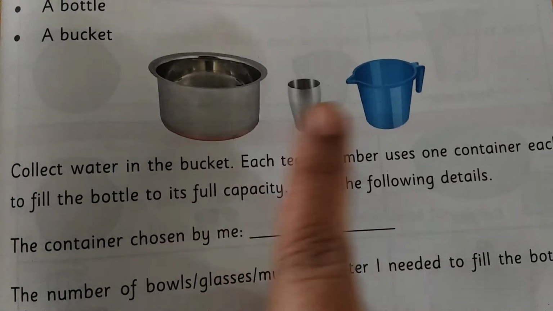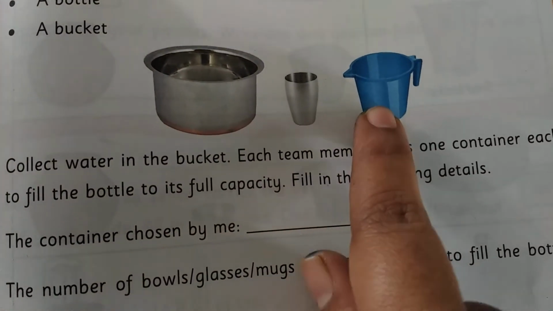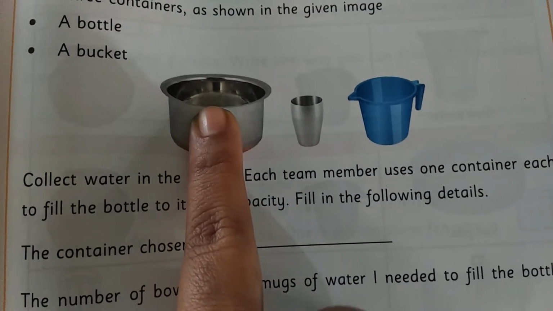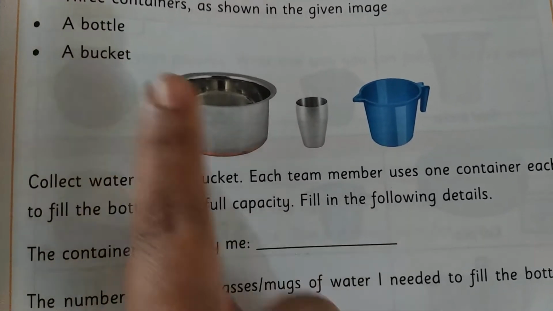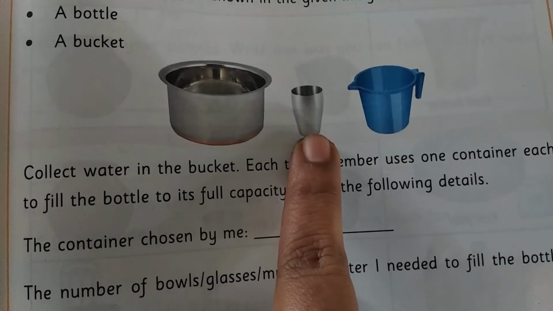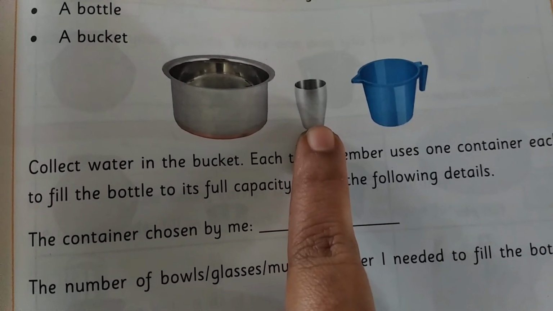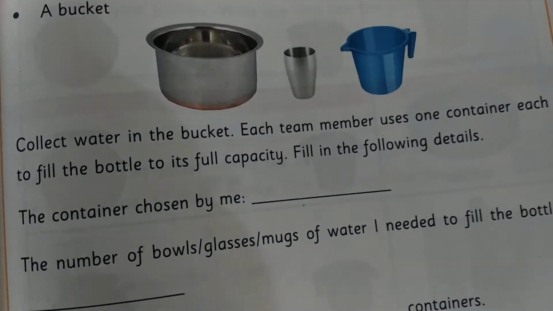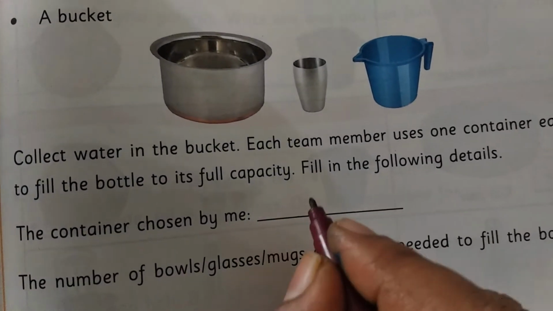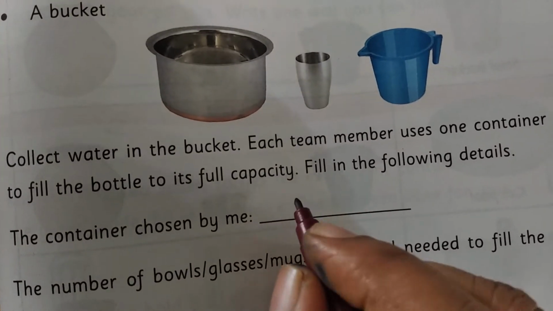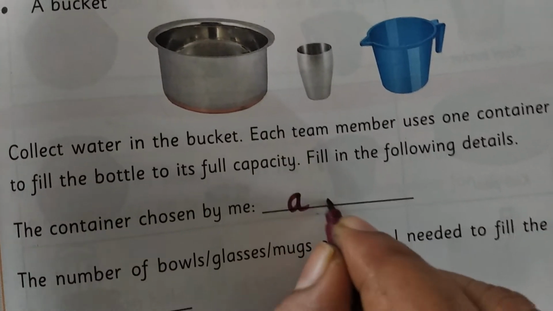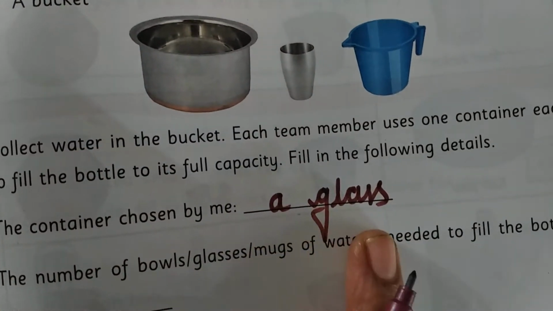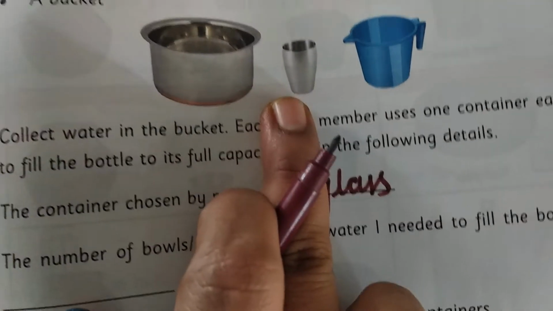In these three, the mug is a big thing and this is a bowl. This is also a very large bowl. So to fill a water bottle, we can take this glass. That will be comfortable to fill in the water bottle. So I am writing here the container chosen by me, a glass. I am taking this glass.